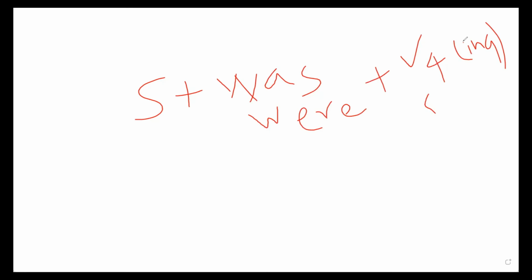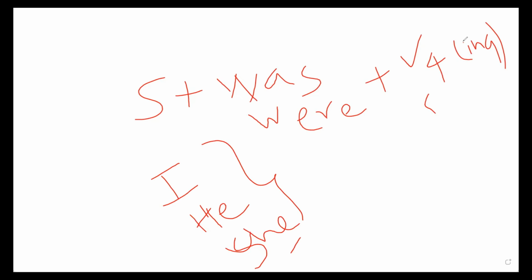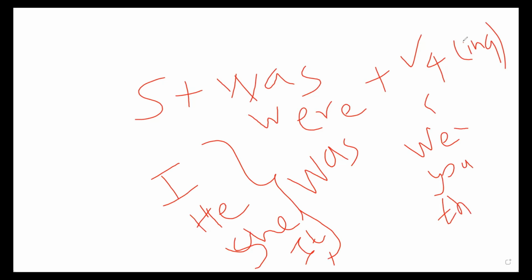Singular subjects. It means she, he, it, and singular nouns. Okay, right. I, he, she, it. For these subjects, we use was. I, he, she, it, X. For these subjects, we use was. And we, you, they, names, or X and Y, we should use were. The auxiliary verb here is were. Is it clear?